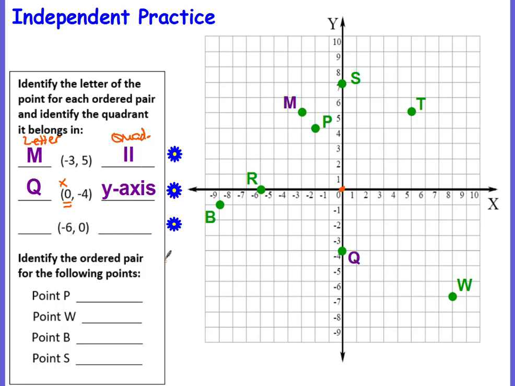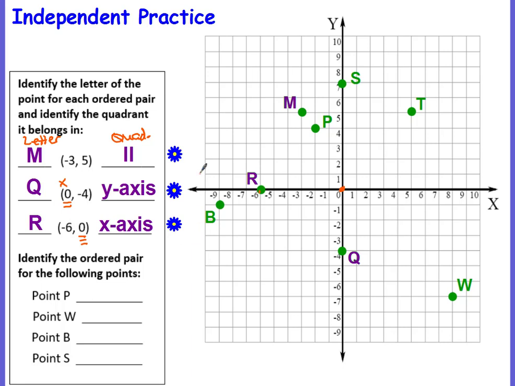Okay, try the third one. Pause the video, come back and check. Okay, the ordered pair, negative 6, 0, lies at point R, which is on the x-axis. Okay, so again, you start at your origin. This time we're moving to negative 6, which is to the left, but our y-coordinate is 0. It doesn't move. It doesn't go up. It doesn't go down. It stays right where it is, which is on the x-axis and not in a quadrant. Hope those didn't trick you.